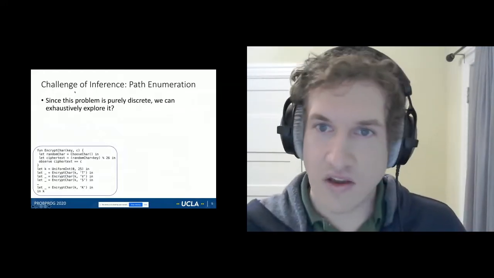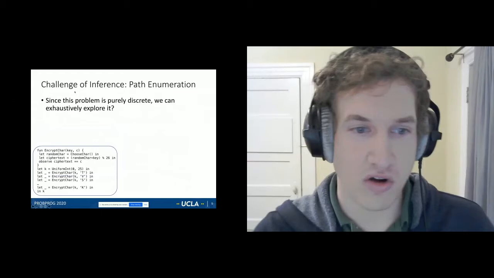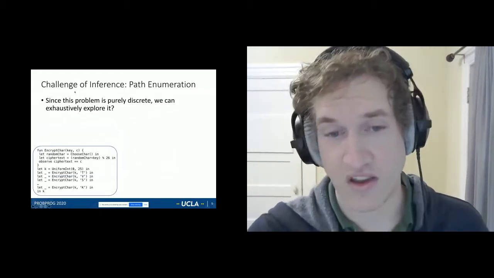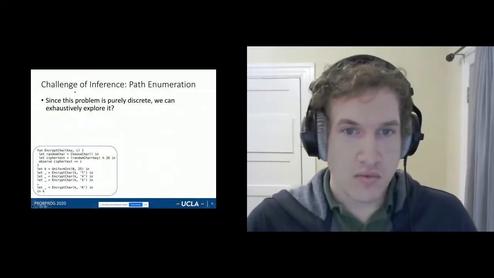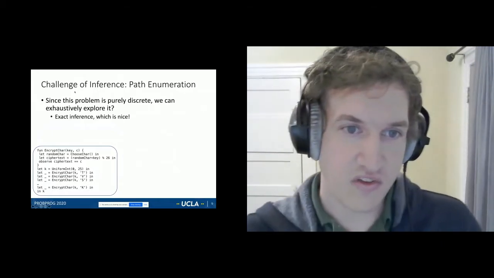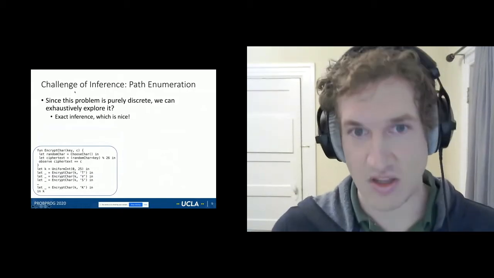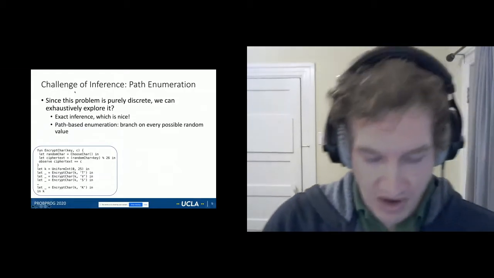So next up, we might like to try some exact inference strategy. Because it's a discrete distribution, and moreover, it's a finite discrete distribution, we can actually enumerate all the possible states and compute the probability over each state. So this is nice because it's exact inference. So we're going to look at every single possible state and compute the probabilities over them. So that way we know that when we get the answer, it's going to be the exact right answer, which is nice. So let's look at path-based enumeration.